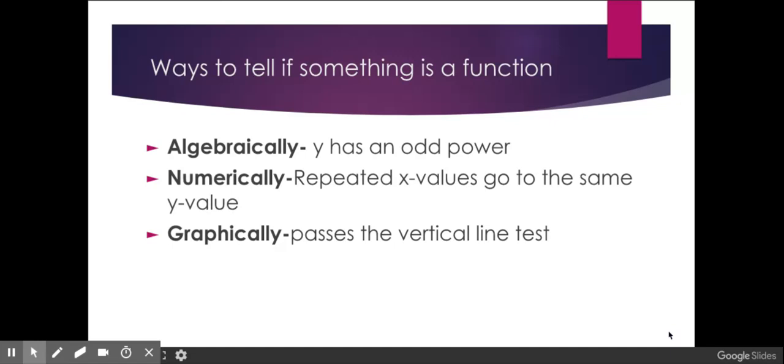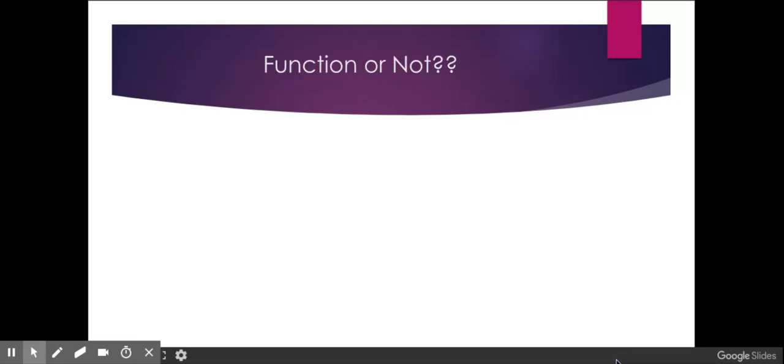So how to tell if something is a function algebraically: y has to have an odd power or an odd exponent. So 1, 3, 5, and so on. If it has an even exponent, it is not a function. Numerically, we look for repeated x values to make sure they're going to the same y value, because you'll never have 2 of the same x going to different y's. Graphically, we do the vertical line test. So a vertical line goes up and down like this. We want to make sure if we draw a vertical line on our graph, it only passes the function once. If it passes more than one or crosses over it more than once, not a function.